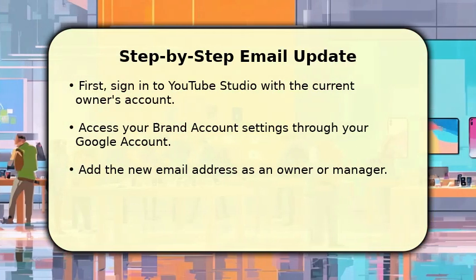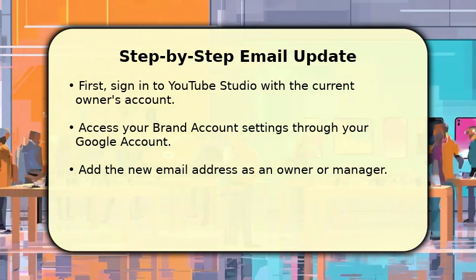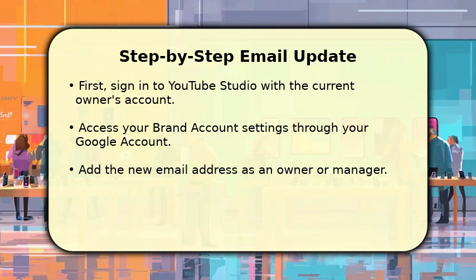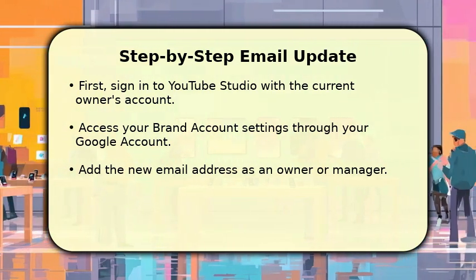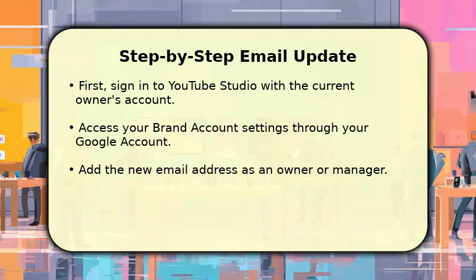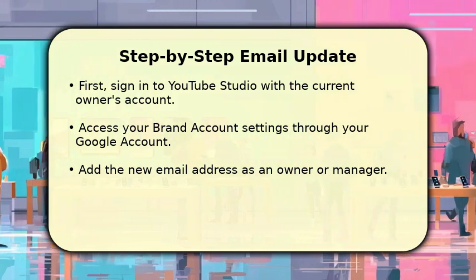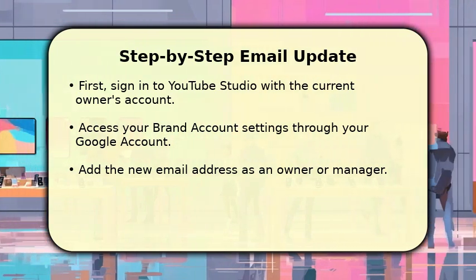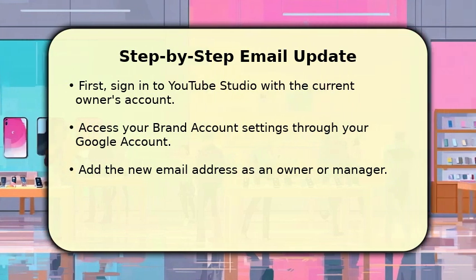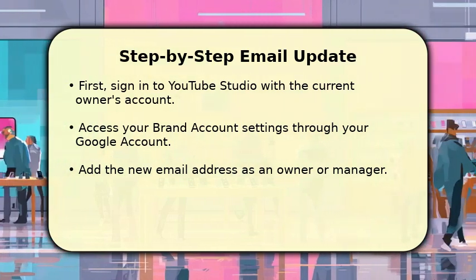To begin, sign into YouTube Studio using the Google account that currently owns your channel. Navigate to your Google account settings, specifically the section for brand accounts you manage. From there, you can add a new email address as a manager or owner. Once the new email has accepted the invitation, you can transfer primary ownership to it, ensuring a smooth transition. Finally, remove the old email if it is no longer needed as an owner.